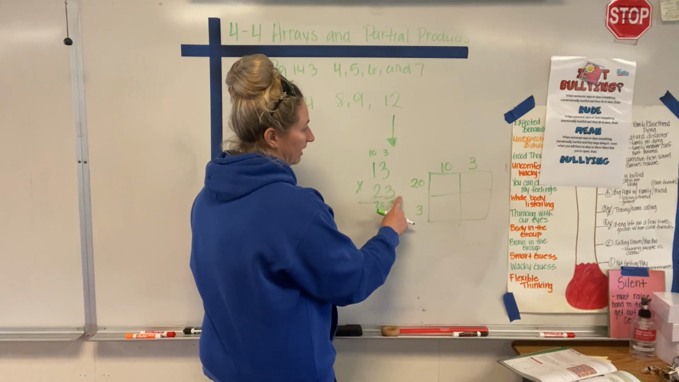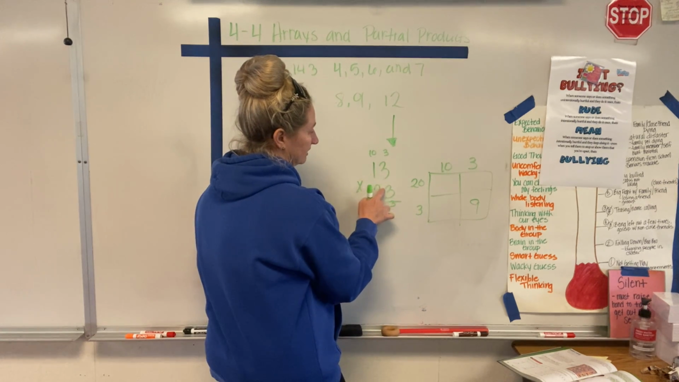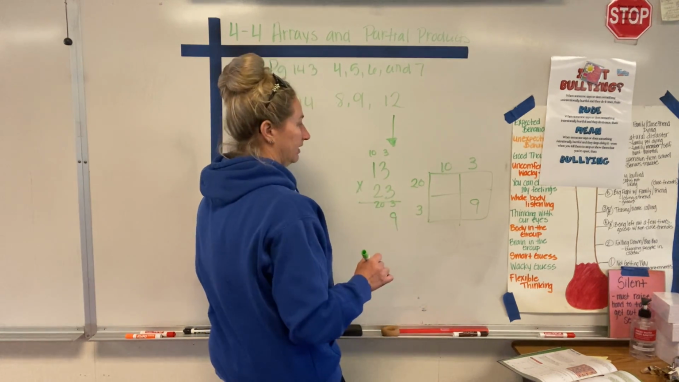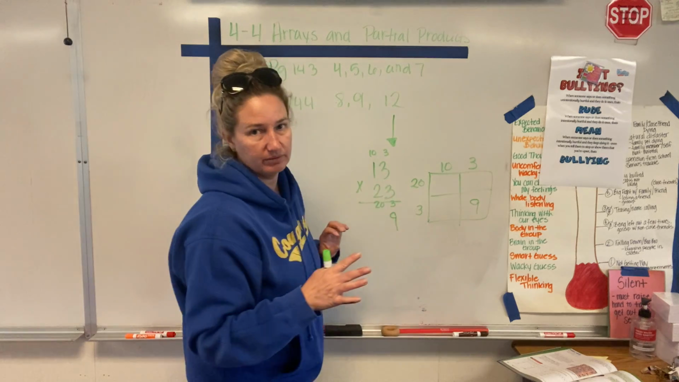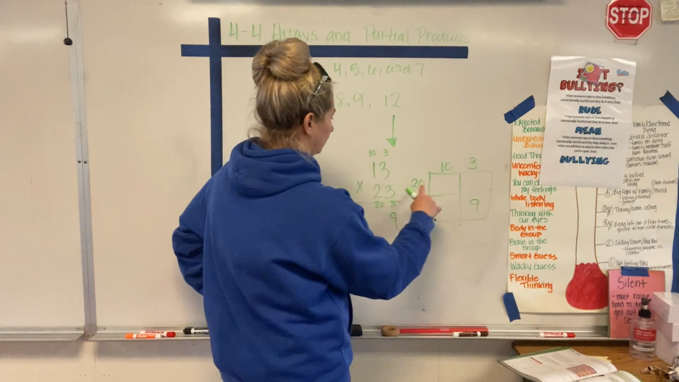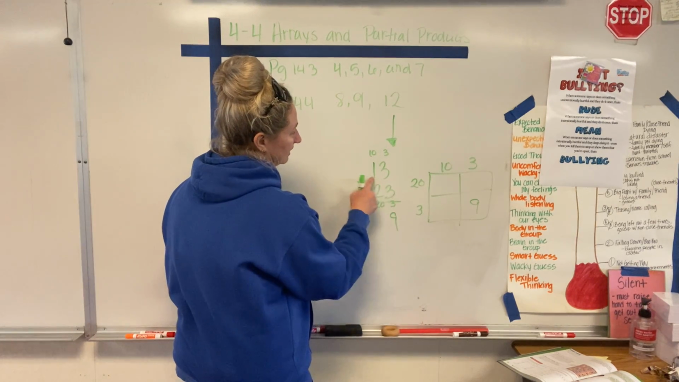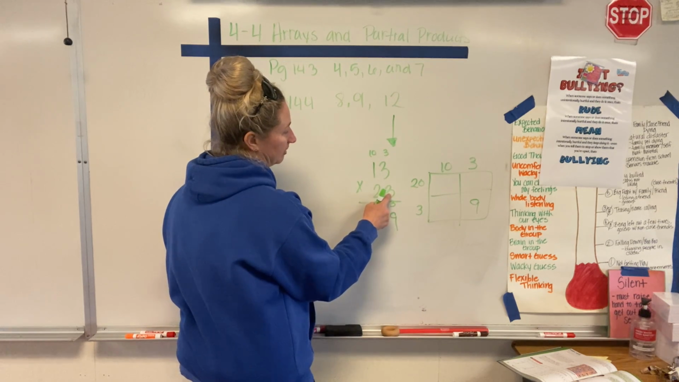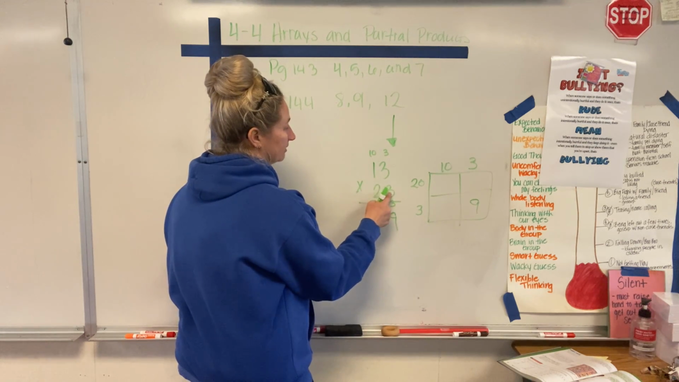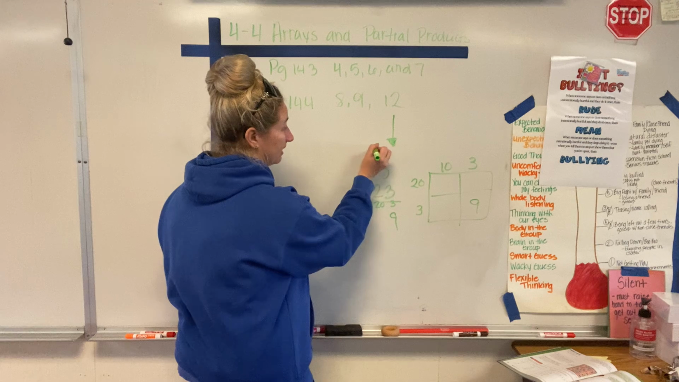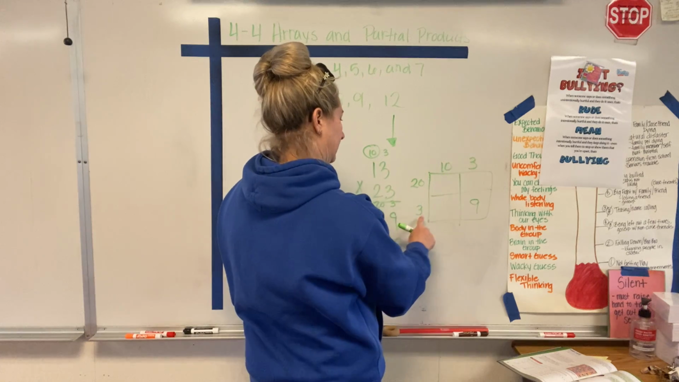So I'm going to have the 3 times the 3, that's 9. So that's this right here, 3 times 3, all right? That's 9. Then I'm going to have 3 times 10. It doesn't matter what order you do it in, okay? So if I did 3 times 3, that's 9. Then I'm going to do 3 times this 10, because I have to multiply this bottom number by both of the numbers on the top, okay? So 3 times 10 is 30. That's this one here, 3 times 10, 30.